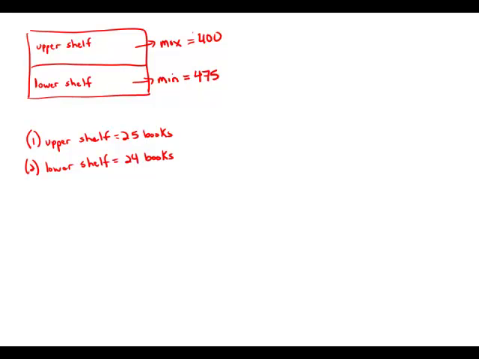So very interesting right away to notice that all the books on the upper shelf have fewer pages than all the books on the lower shelf. All the books on the lower shelf have more pages than all the books on the upper shelf. What is the median number of pages for all the books put together on the two shelves? So we want to know the median of the whole kit and caboodle.